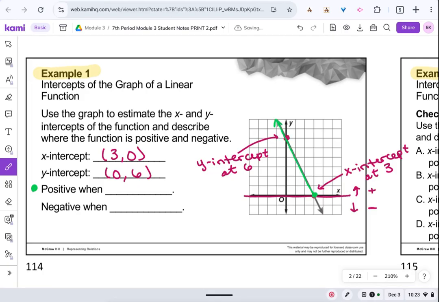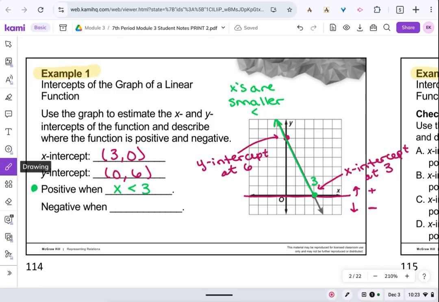As I move in that direction, my x's are smaller because they're going more to the left, and that gets us smaller x values there. Now remember, when we use smaller, we're going to use that less than symbol. And I'm always going to use the number that's with it. So that would be when x is less than 3, because that was the point here on my x-axis.